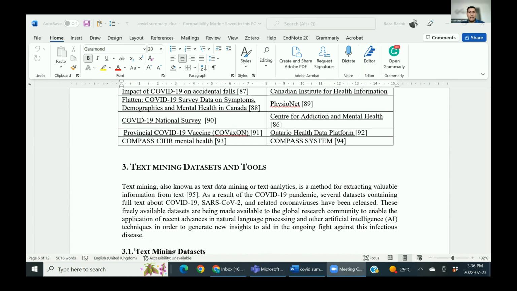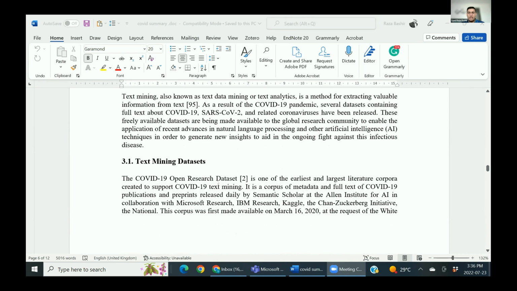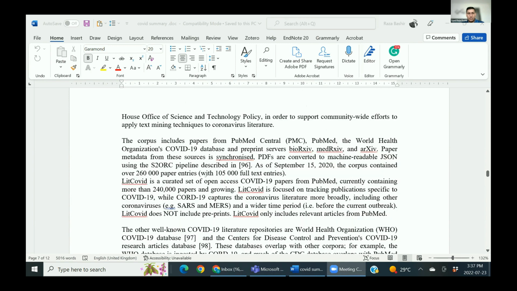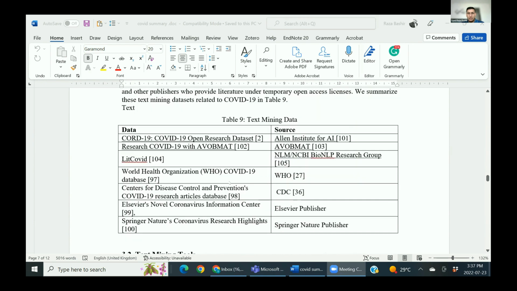So we have text mining data sets and text mining tools. So what is text mining? Also known as text data mining, or sometimes we call it text analysis, it is a method for extracting valuable information from text. This is the text mining data set. The COVID-19 open research data set is the starting one, the earliest and largest literature corpora to create COVID-19 text mining. There are details about that here, and the different papers that we include are all mentioned here. We summarize that in this text mining data table.